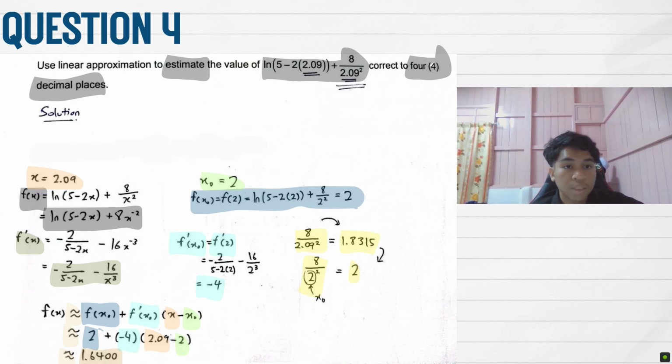Now we have to insert the values into the formula, which is f(x) approximately equals to f(x approximation) plus f prime(x approximation) multiplied by x minus x approximation. That's the formula. We just put the values into the formula and got 1.64, but the question mentioned to have four decimal places, so just add 0 and the final answer will be 1.6400. That's all from me.